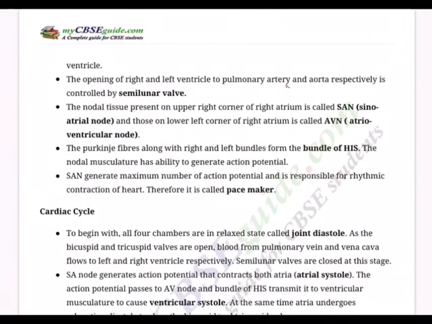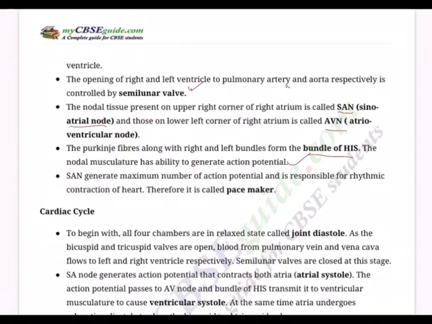The opening of the right and left ventricle to the pulmonary artery and aorta respectively is controlled by the semi-lunar valve, just like a half moon shape. The nodal tissue present on the upper right corner of the right auricle is called SAN, sinoatrial node, and that on the lower left corner of the right auricle is called AVN, atrioventricular node. The Purkinje fibers along with the right and left bundles form the bundle of His. Just now I have shown you.